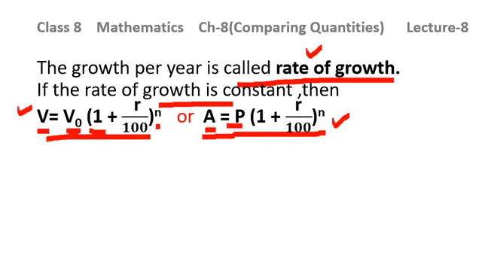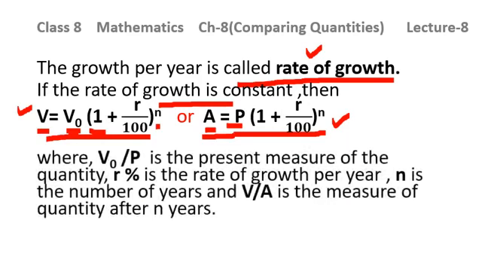So let us see what this V, V naught, R and n are. Amount and principal we also know. This V naught or P is the present measure of a quantity. In this formula, the first one has V naught, and in the second formula, P. They are both at the same place and they both represent the present measure of the quantity. Either of the formulas you can use.